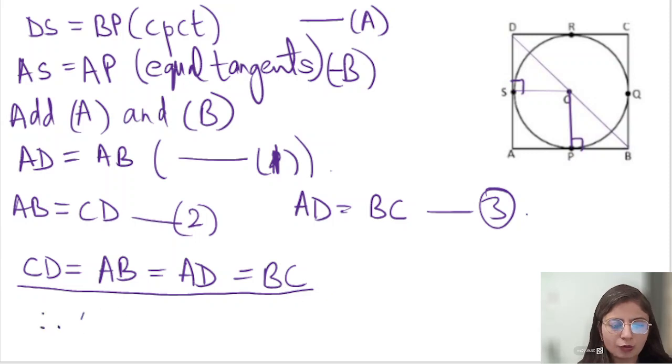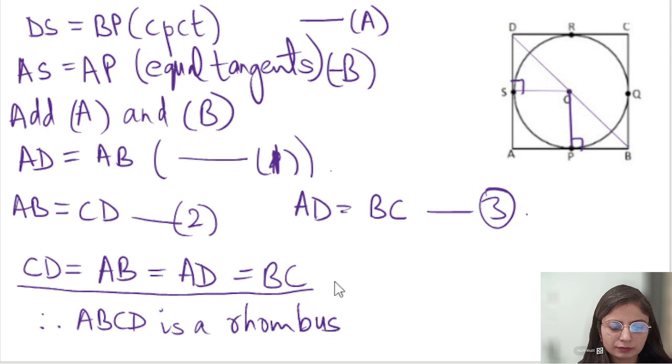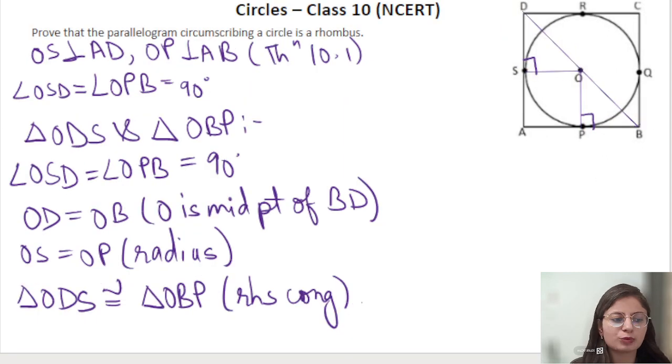Therefore, ABCD is a rhombus. So we have proved that ABCD is a rhombus, hence proved. I hope this proof is clear.